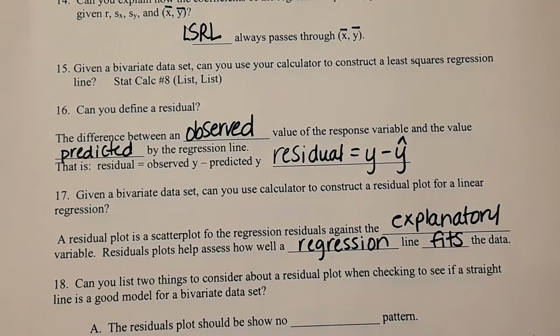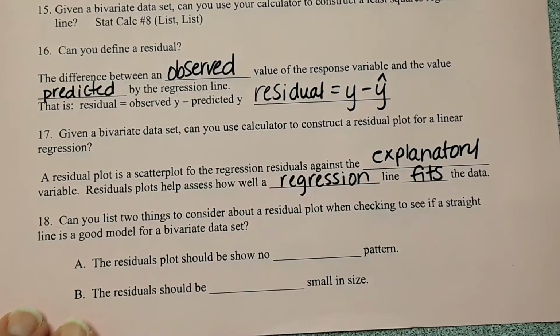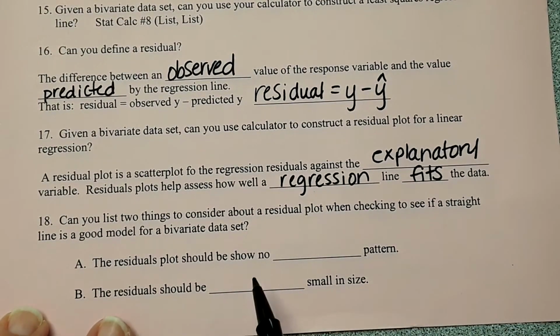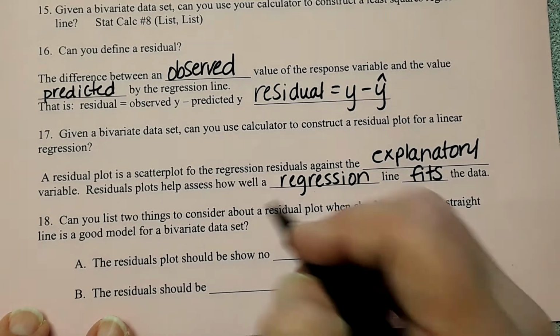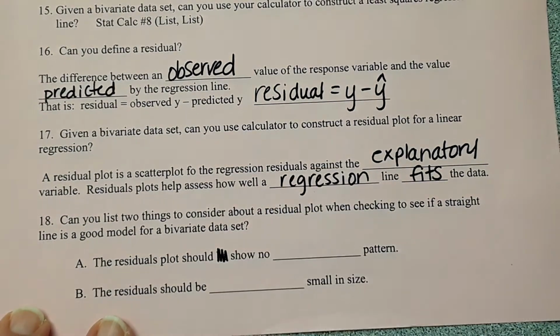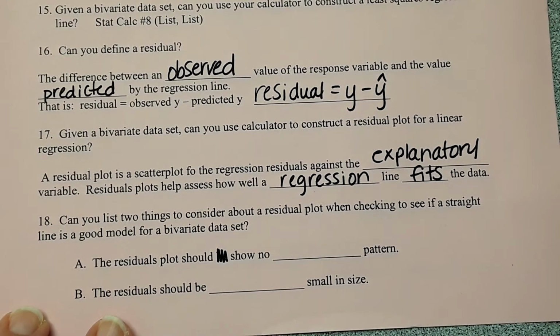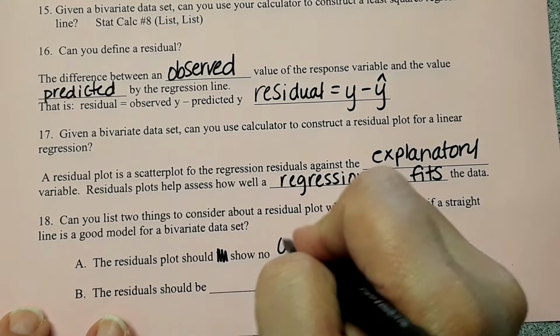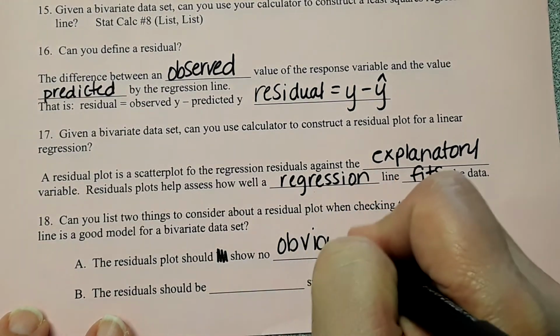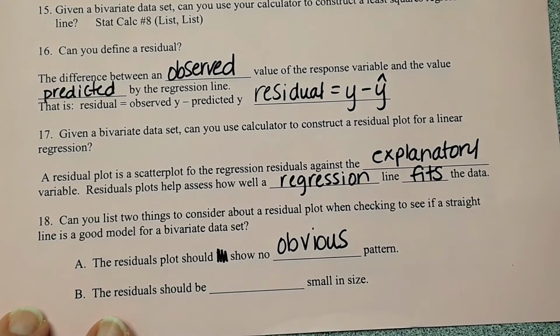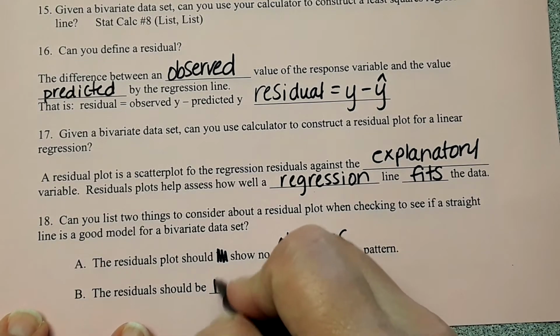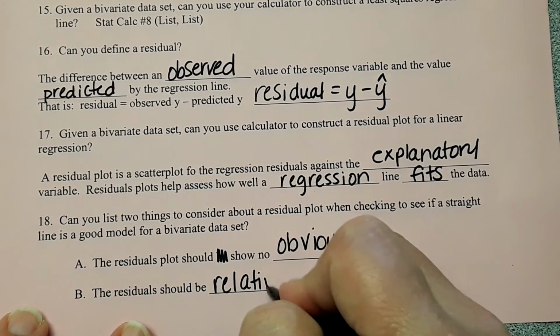If you see a pattern, then your data is nonlinear. And if it's nonlinear, then you shouldn't be using correlation. We shouldn't be using a least squares regression line. So the residual plot should show no obvious patterns, and the residuals should be relatively small in size.